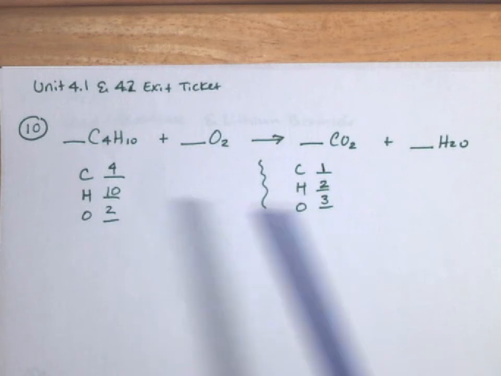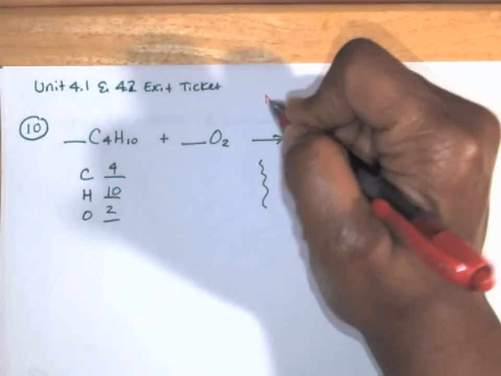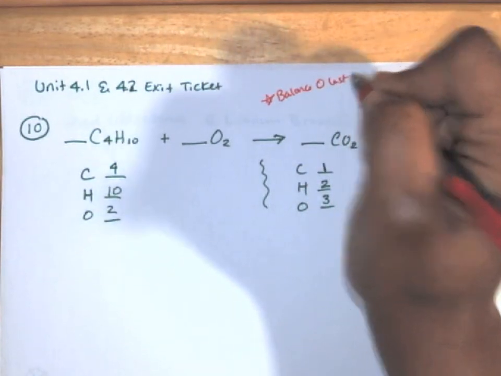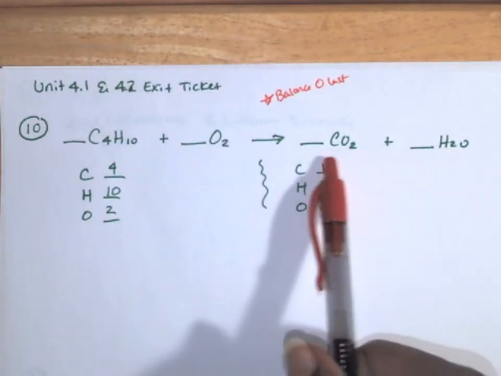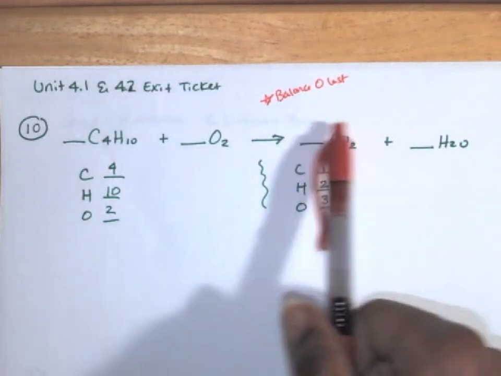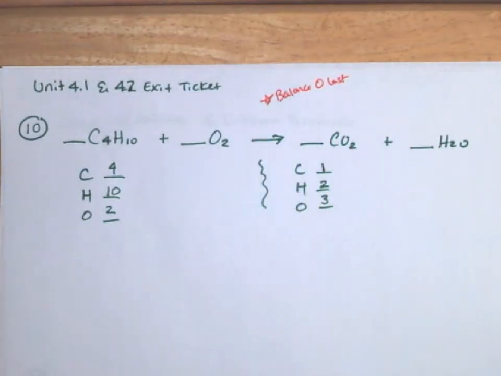So remember with combustion reactions, the key is to balance the oxygen last, and the reason why we do that is because oxygen is found in more than one molecule, in this case, on the product side. So whenever you have an atom that's found in more than one molecule, you want to typically balance it last because it just makes your life easier.